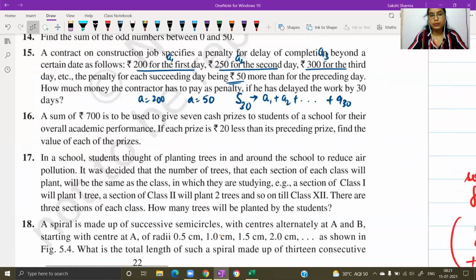Next question. This is important. A sum of 700 rupees is to be used to give 7 cash prizes to the students of a school for their overall academic performance. If each prize is 20 rupees less than the preceding prize, find the value of each of the prizes.